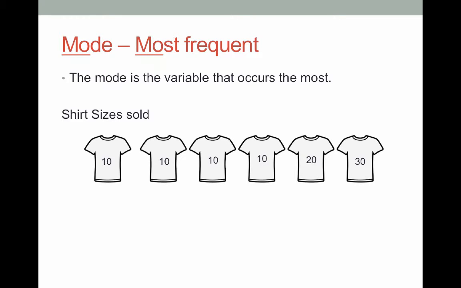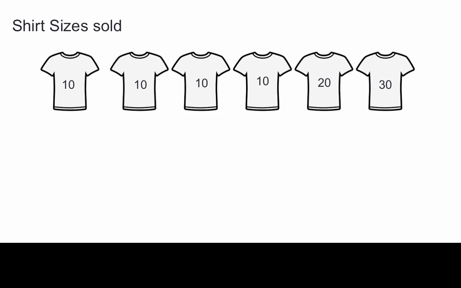Let's take a look at an example with shirt sizes. Let's say that I sold 6 shirts. I've sold 4 size 10s, a size 20 and a size 30. Let's take a look at what the mean would be for this set of data. If I were to add up all the sizes and then divide by 6, I'd get an average of 15, and that number 15 is supposed to describe those sizes.